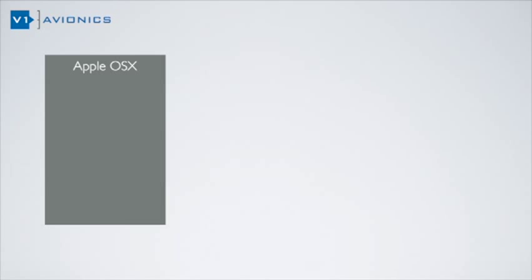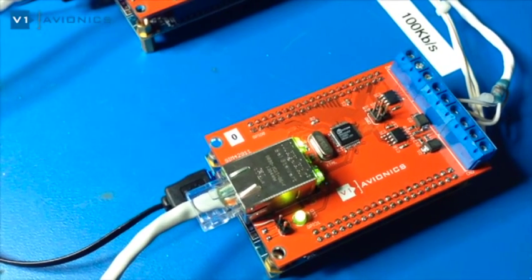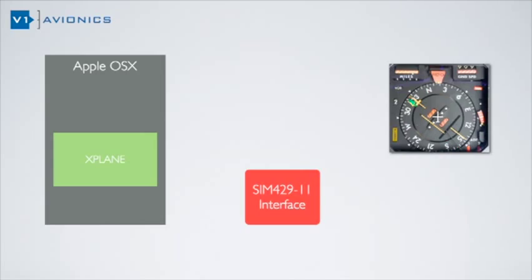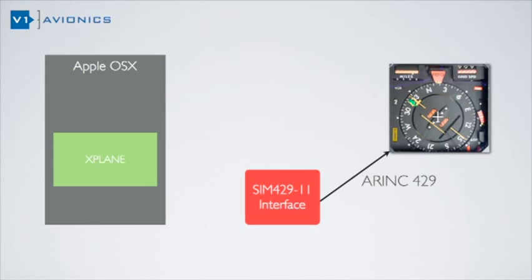To drive the SIM429-11 interface, we need a simple operating system such as OS X running a flight simulator like X-Plane. For our test case, we want to drive a real-world avionics instrument like an HSI that we pictured here. The V1 Avionics SIM429-11 interface will send standard ARINC 429 data from the interface to the HSI. It uses the transmit bus on the interface. ARINC 429 is a standard digital avionics format.